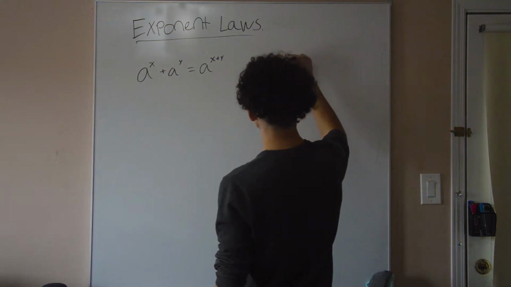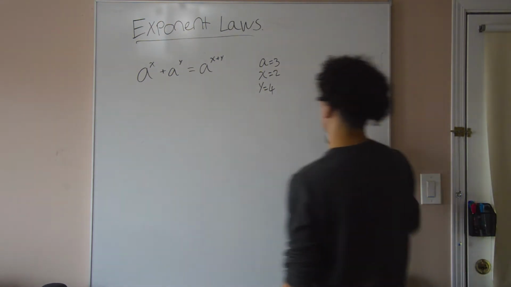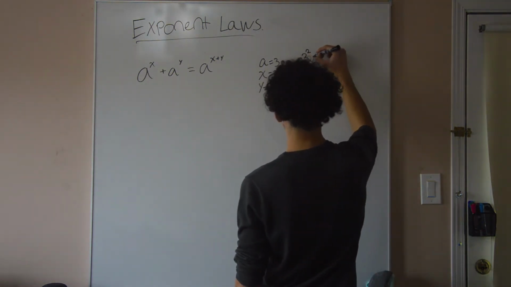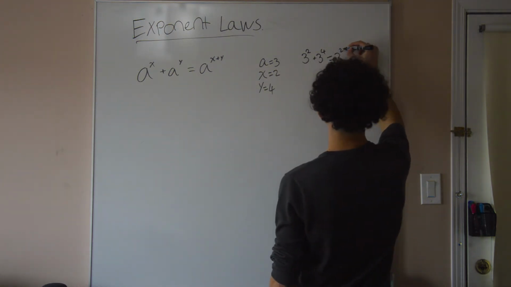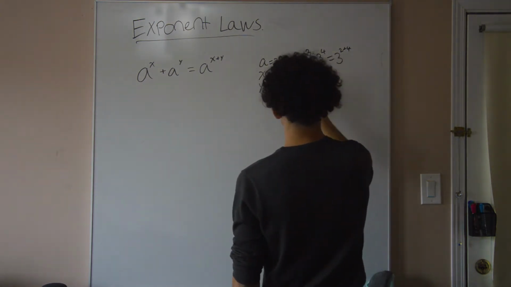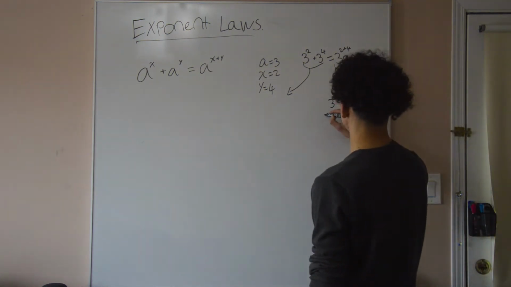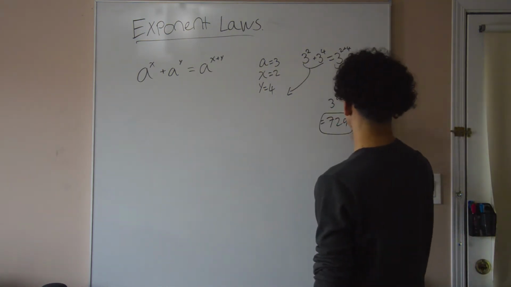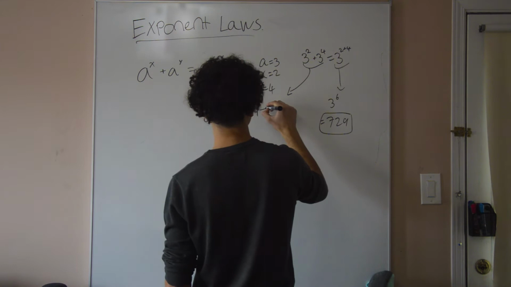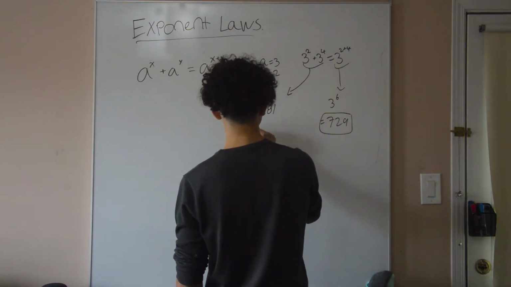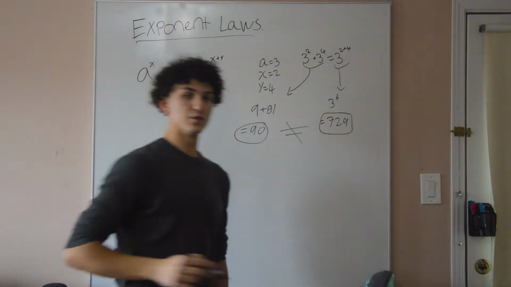So again, let's sub a equals 3, x equals 2, y equals 4, just like that. And let's write our equation. 3 squared plus 3 to the 4, and we're saying it's equal to 3 to the 2 plus 4. Now, let's take a look at each side. We already know that this becomes 3 to the 6, which then becomes 729, which is correct. 3 to the 6 is that. But what happens to this side? We get 9 plus 81, which equals 90. These two are not equal values.